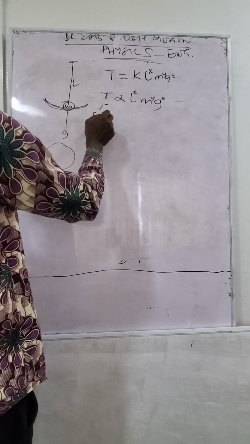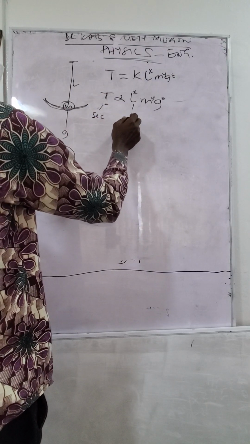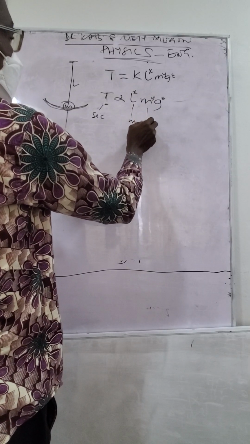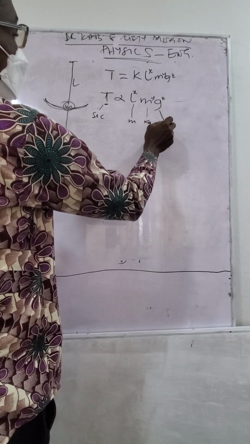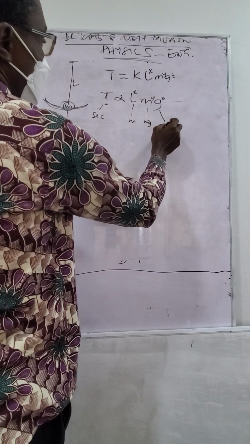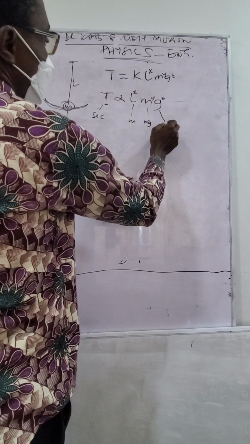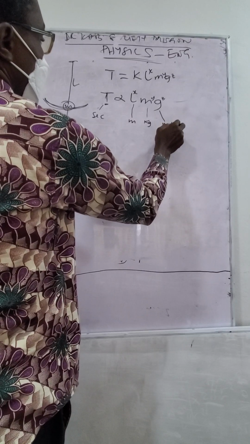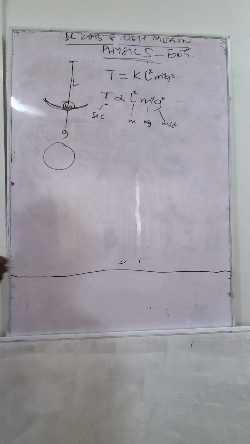This is the length, which will be meters. This is the mass, so kg, and this is acceleration due to gravity. Acceleration due to gravity is what? Meters per second squared.